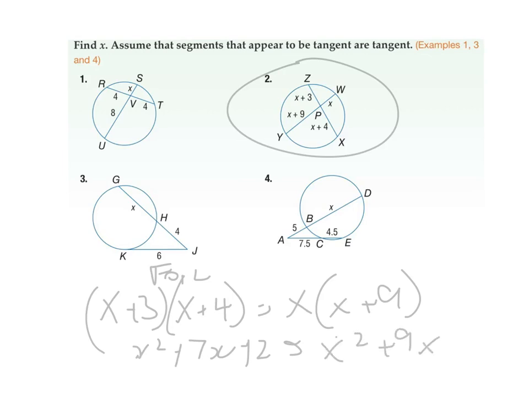It looks like a quadratic, but if you look at what happens, the x squareds cancel out. The 7x will cancel over here to 2x. So then you've got 2x equals 12, so x equals 6. Okay, and it's asking you to find x. So even though it looks like a quadratic, it's not going to turn out like a quadratic.